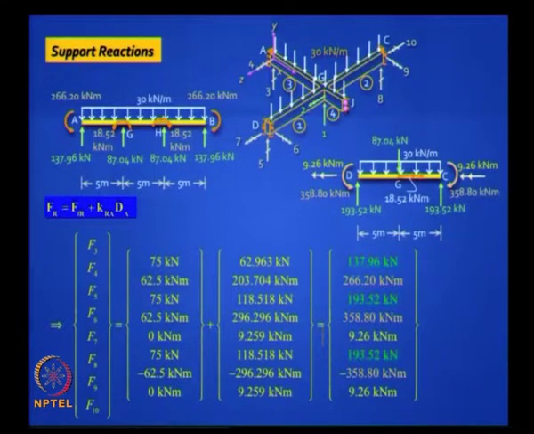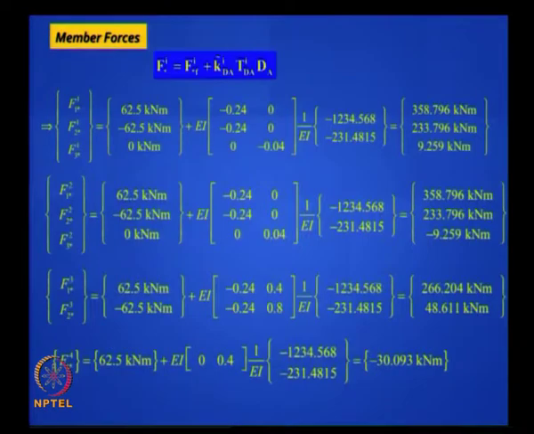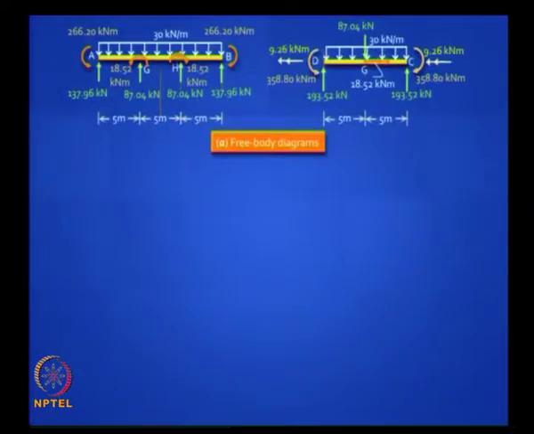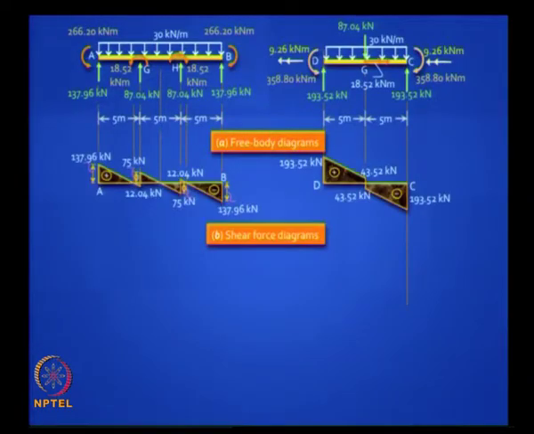Support reactions are easy to calculate. Use that formula and take a look at the final free bodies. You will find that in that long beam you will have some local torques coming because of the connections with the shorter beams. So you do this, draw your free bodies, check your equilibrium, find the membrane forces by this formula, and draw your shear force diagram carefully.